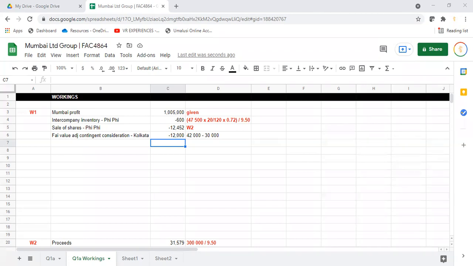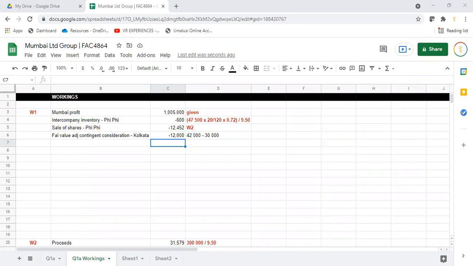However, from the group perspective, inventory is not 20,000 Rand. Inventory is 36,000 Rand. So what does the group want to process? The group's journal entry wants to be debit cost of sales, 36,000, credit inventory, 36,000. That is what the group wants. But the group already has what Kolkata has. The group already has the 20,000. So all the group has to do is make that 16,000 Rand adjustment.